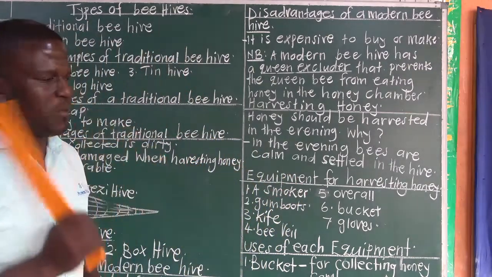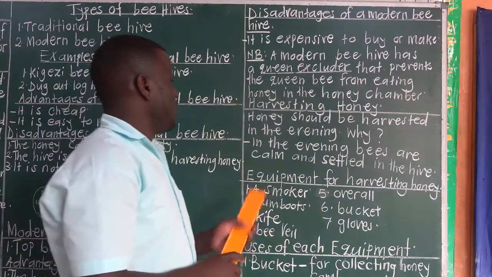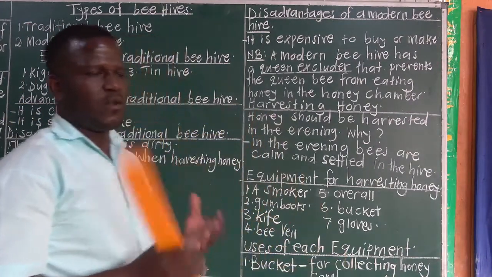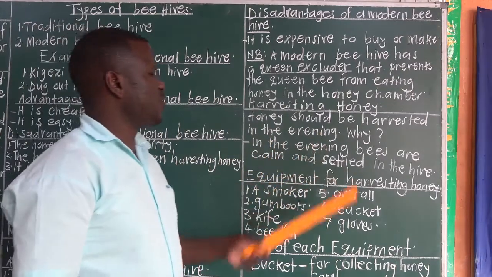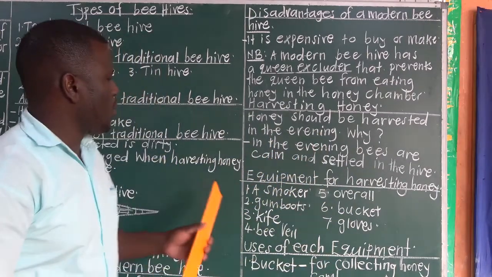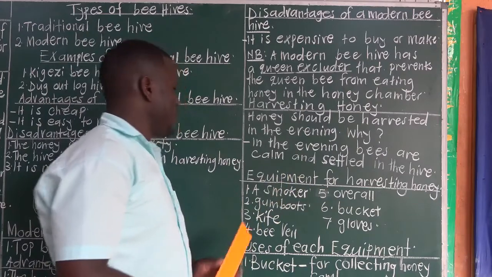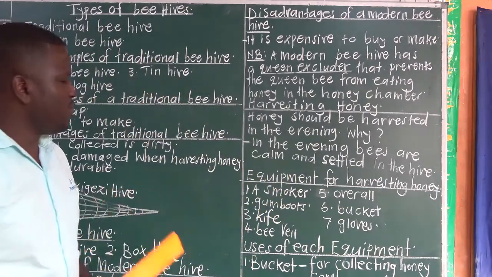So we always advise people to harvest honey in the evening because in the evening the temperatures are low and the bees are calm and settled in the hive. Equipment used for harvesting honey. We have around 7 equipment for harvesting honey.